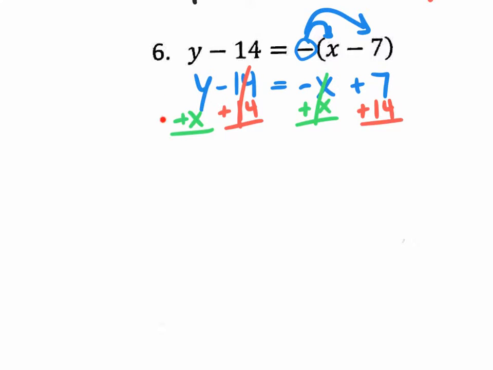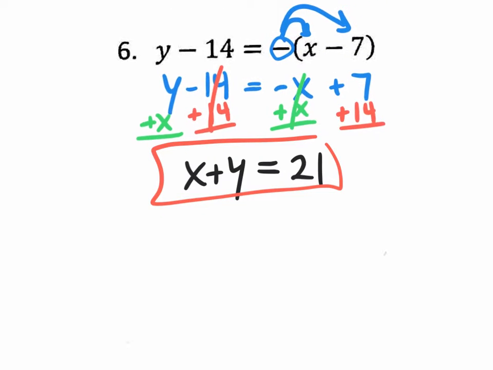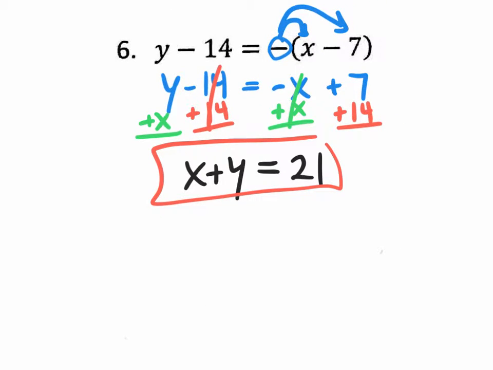On the left side, I have y plus x, but I'm going to write it as x plus y. The equal sign comes down, and 7 plus 14 is 21. And we don't have to change any signs. The a value is already positive, and we're done with writing equations in standard form.